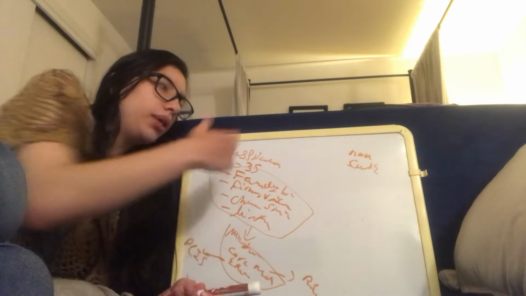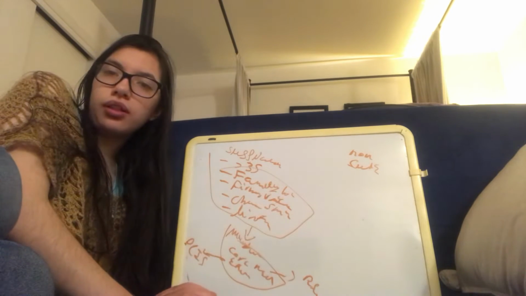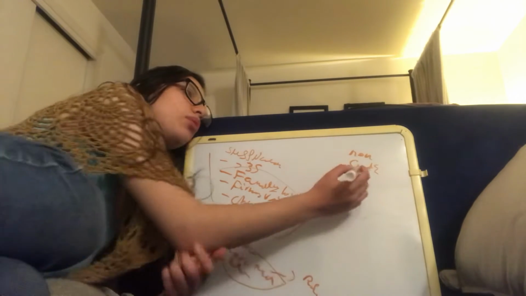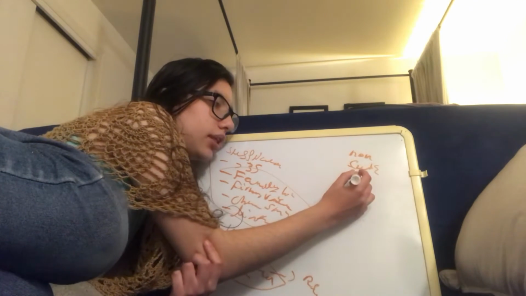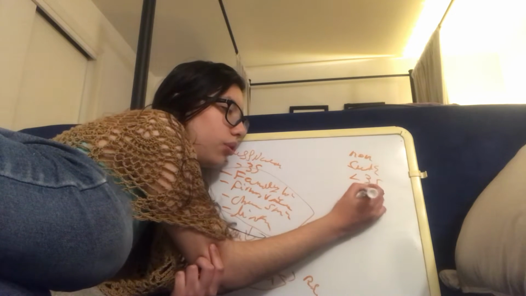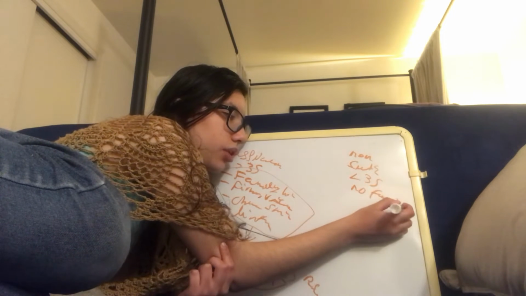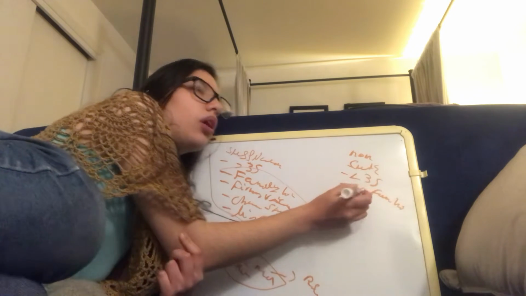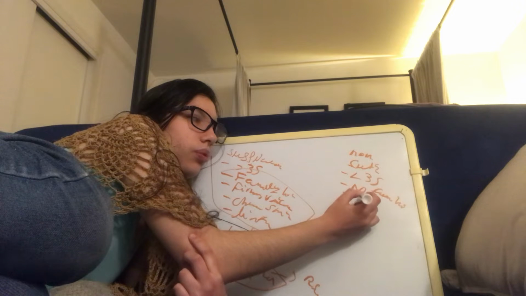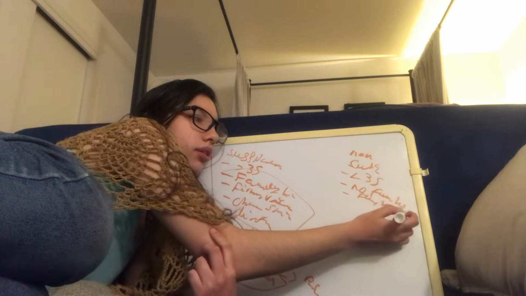Alright, now the complicated one is the non-suspicious mass. So, non-suspicious mass, we're talking about a patient that is under 35 years of age, has no family history, and the mass is fluctuant and movable.